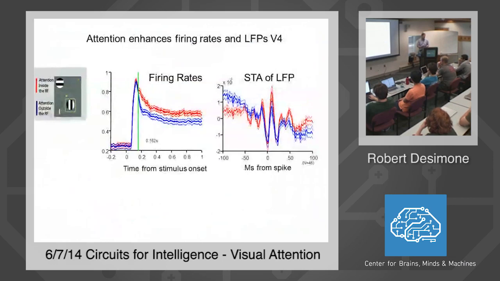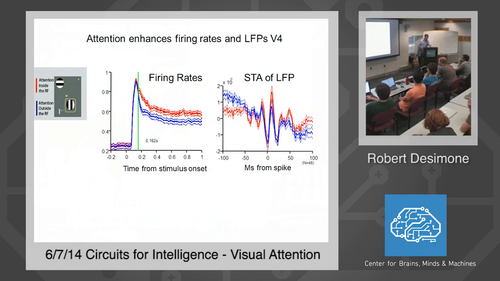Okay. Now, if you record from cells in an area that's intermediate along that pathway, and the animal either attends to it or not, this is an area known as V4, you get something like this in the firing rate histogram, and here's the spike-triggered average of the local field potential. In both of these figures, the red line is when the animal is attending to the stimulus, and the blue line is when the animal is ignoring the stimulus. So with attention, the firing rate goes up. And in addition, there's more structure in the local field potential and greater amplitude of that ringing.